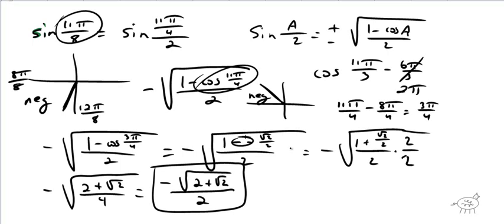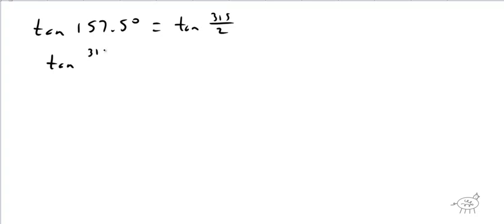Okay. All right. I'm going to do one last one here, and that is going to be a tangent problem. All right, so it's going to be tangent of 157.5 degrees. Again, you can't do this with a sum and difference, and so think about it. If I double that, it is 315 over 2. Okay, and so then we're going to say, oh, well, tangent of 315 over 2.